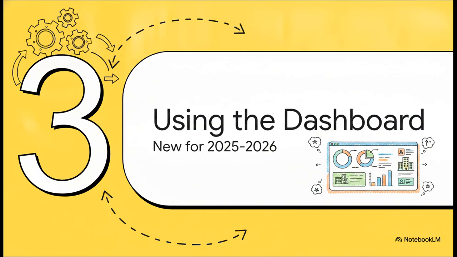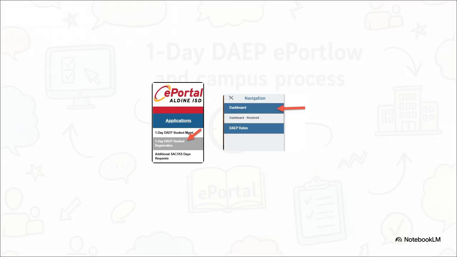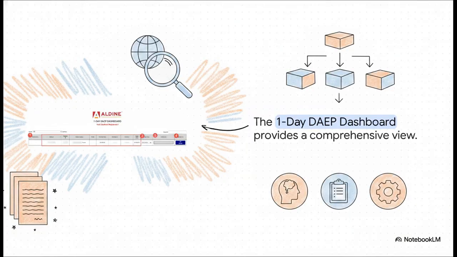Moving right along to Section 3, Using the new dashboard. This is a brand new feature for 2025-2026. To access this new central hub, your click path shifts just a tiny bit. Under Applications, you'll select One-Day DAEP Student Registration. Then, you'll see a navigation bar pop up on the top left. Just click there and select Dashboard. And boom, here it is. This is your new command center.